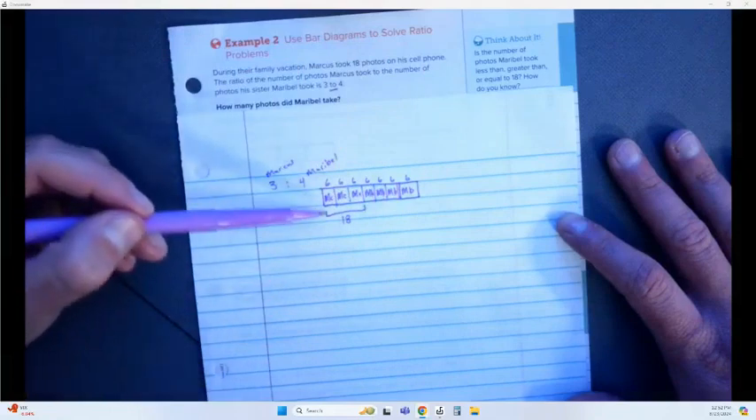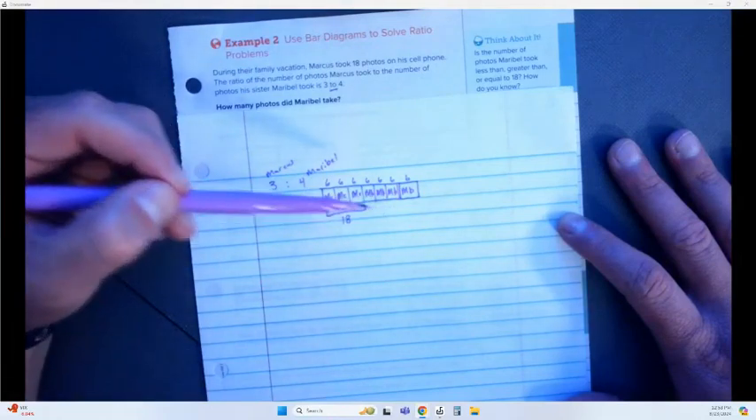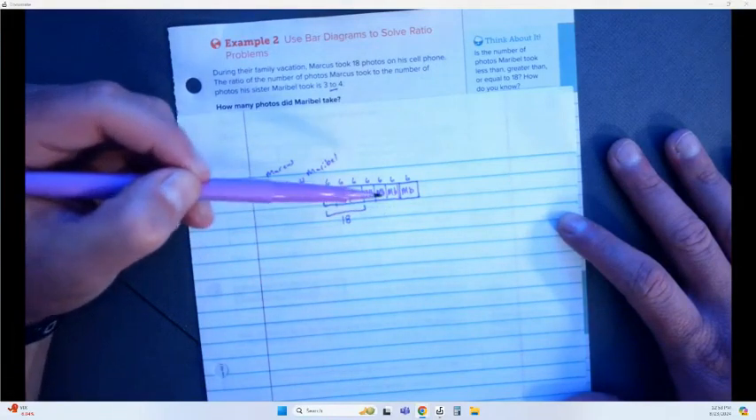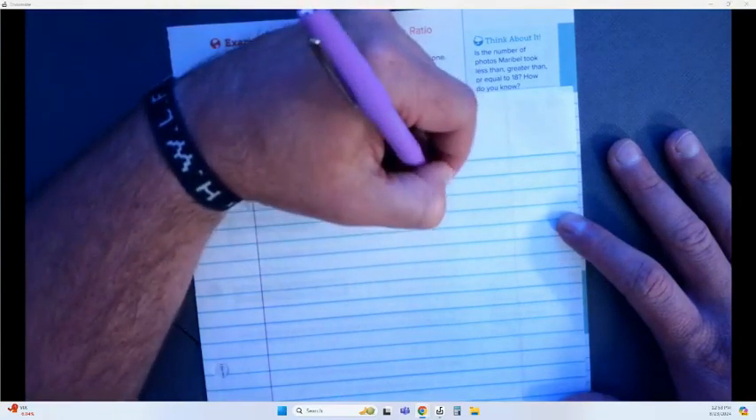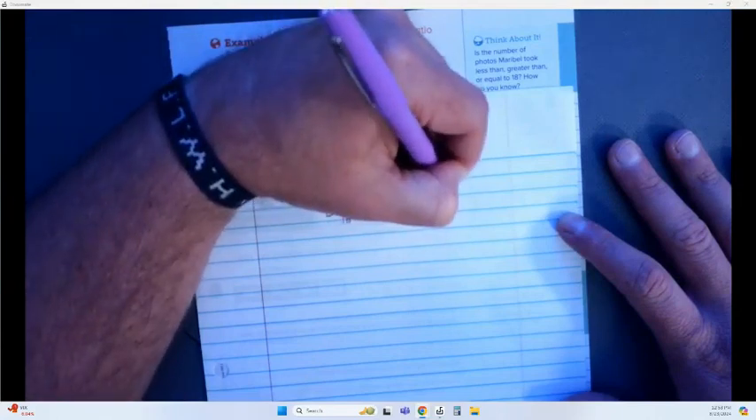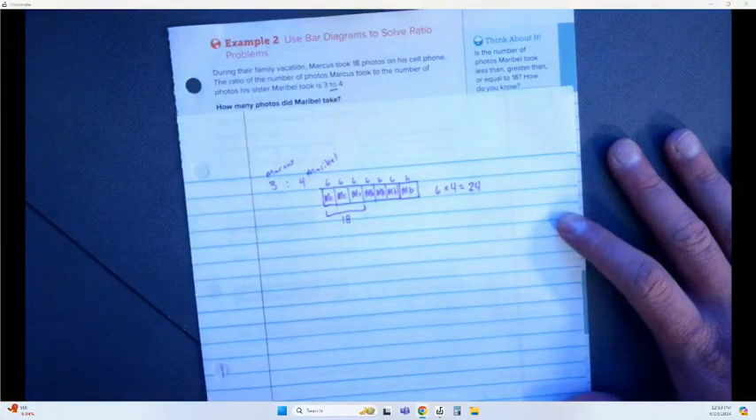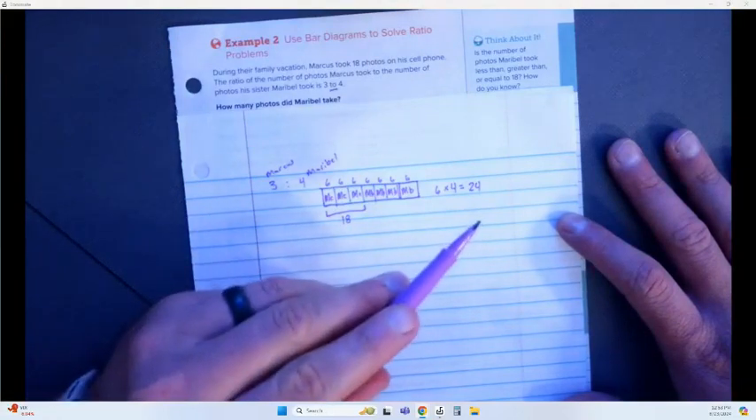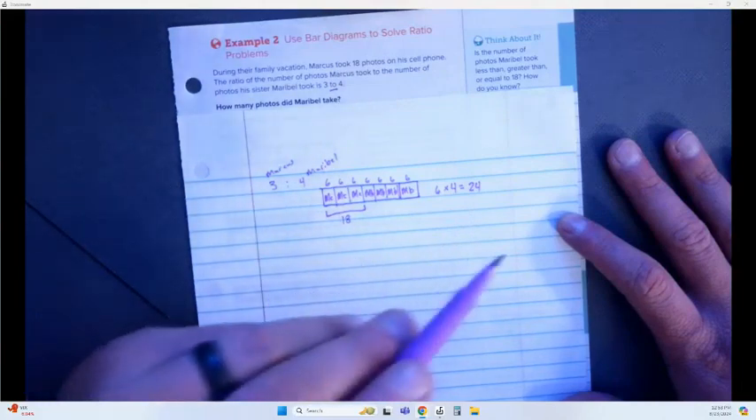So Marcus took 18 photos. 6 times 3 is 18. So we're going to see how many photos Maribel took. Since 4 sections represents Maribel, we're going to do 6 times 4, which will give us 24. So Maribel took 24 photos. Altogether, Marcus and Maribel took 42 photos because he took 18, she took 24. If we add those together, we'll get 42.